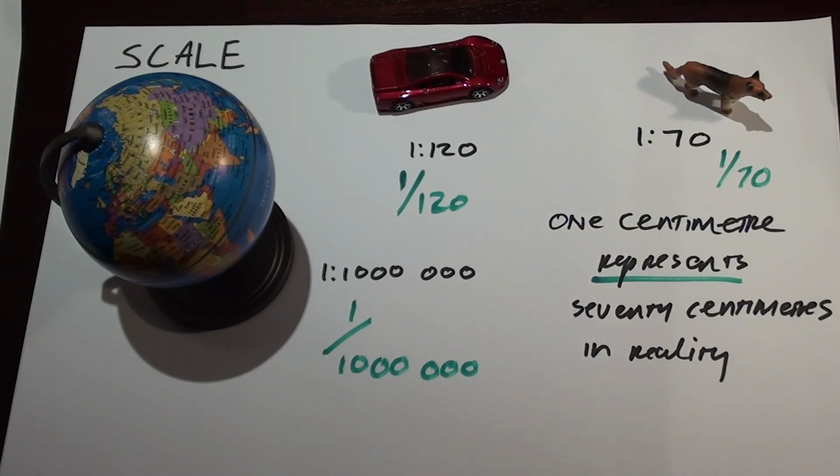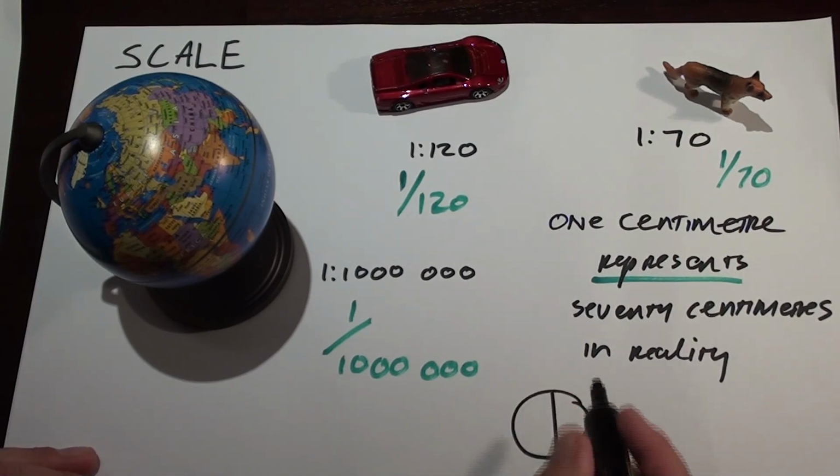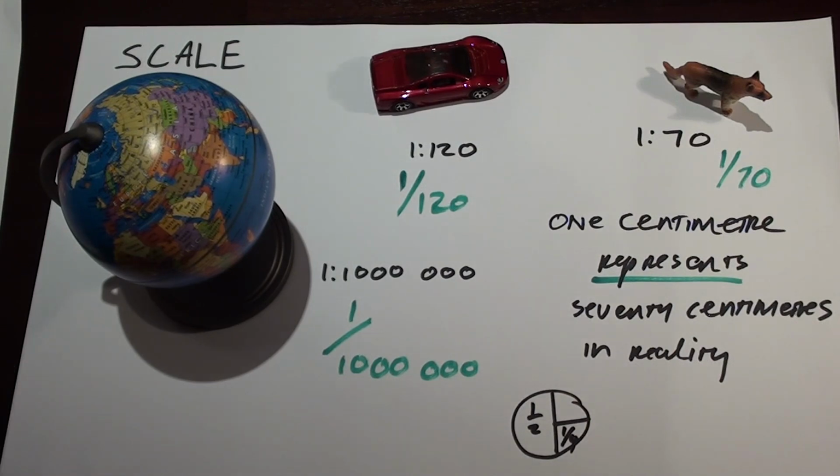Now, the next question is, which scale is the biggest? Now, I suppose most people would immediately say the 1/1,000,000 is the biggest. But let me explain it to you like this. If you have a pie and your sister eats half the pie and you only get a quarter, who had the biggest slice? Obviously the person with a half. So a half is a bigger scale than a quarter.